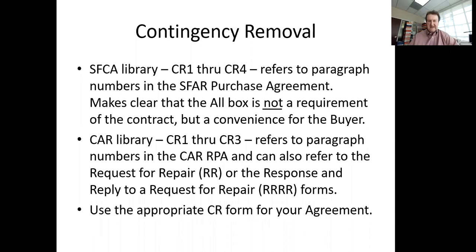Contingency removals. Here's another case where each library's got contingency removal forms. We have 4 and they refer to paragraph numbers in our purchase agreement. And the bottom of the form makes it clear that the all box is just a convenience for the buyer and is not a requirement of the contract, contrary to what some listing agents have tried to suggest. And the CER library, they have 3, and they also refer specifically to their paragraph numbers in the RPA.